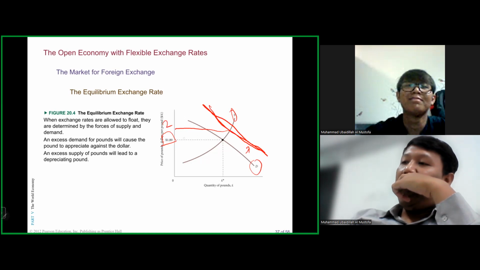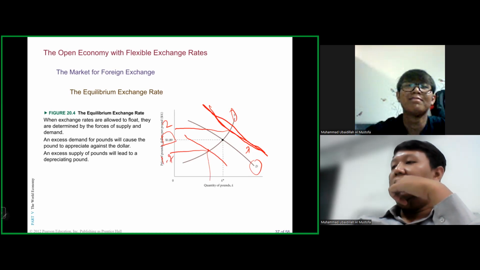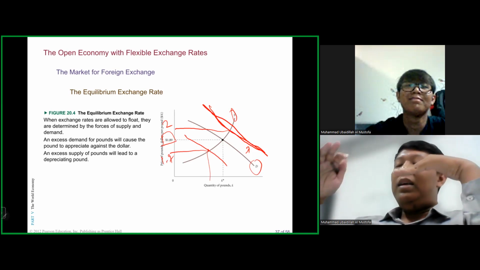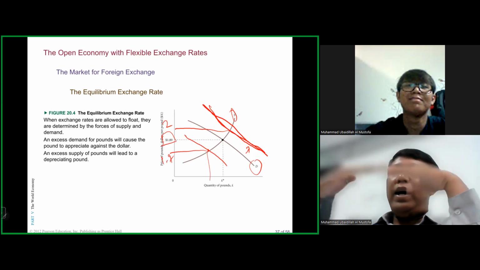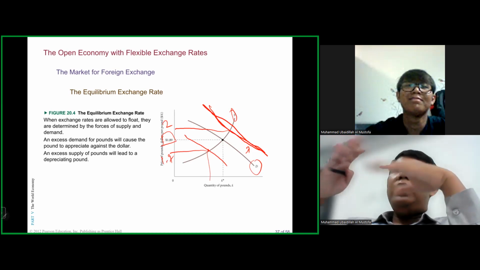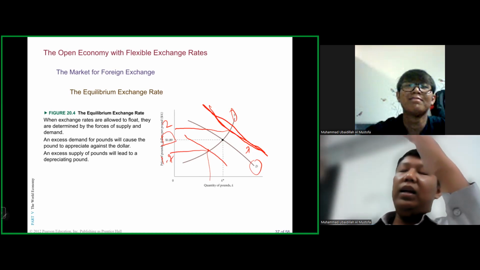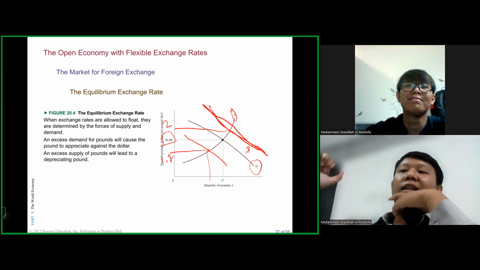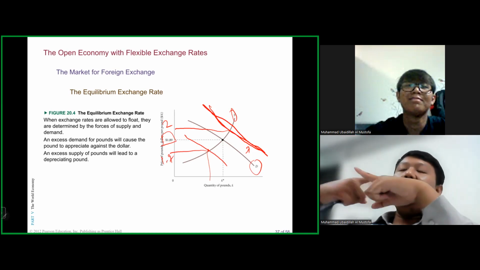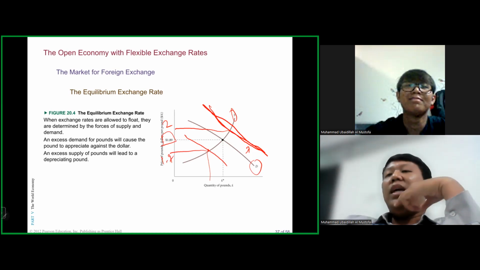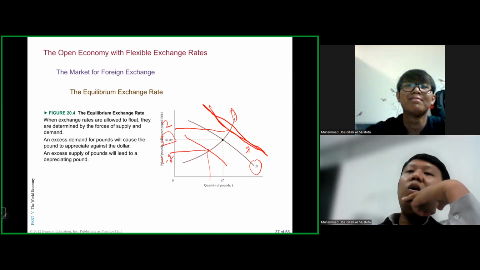But if we have less demand, of course, the equilibrium rate will also decrease. Let's say here it becomes 1.7. So the equilibrium exchange rate is determined by how much supply and demand there is in the market. It fluctuates with changes in supply and demand in the forex market. Once supply and demand intersect each other, it becomes the equilibrium exchange rate for that currency compared to others.